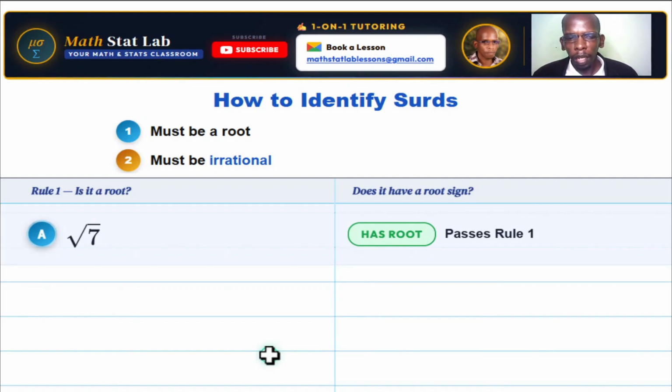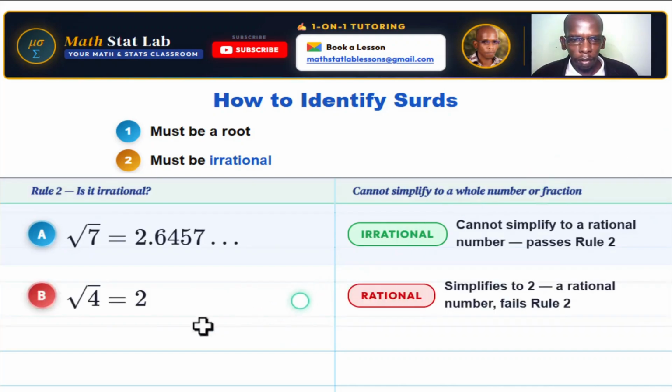So, rule 2: for it to be a surd, it must be irrational, meaning it cannot be written as a whole number, neither can it be written as a fraction. Let's say, for example, we have a value like the root of 4. The square root of 4 is 2. 2 is a whole number, meaning it has simplified to a whole number. Therefore, it cannot be a surd because we said a surd must be irrational, meaning it cannot reduce to either a fraction or a whole number.